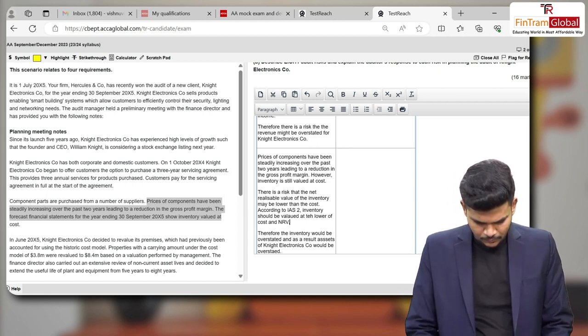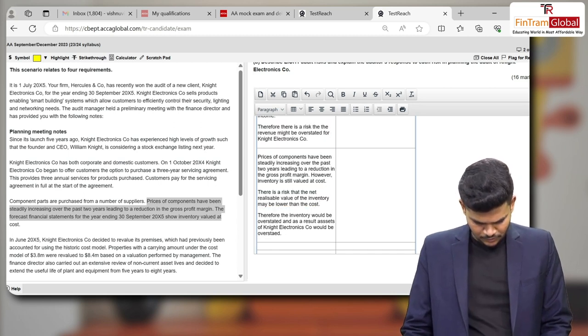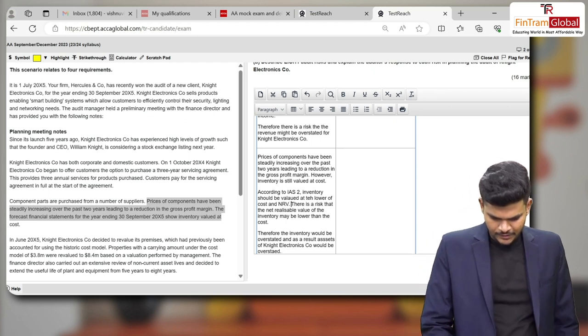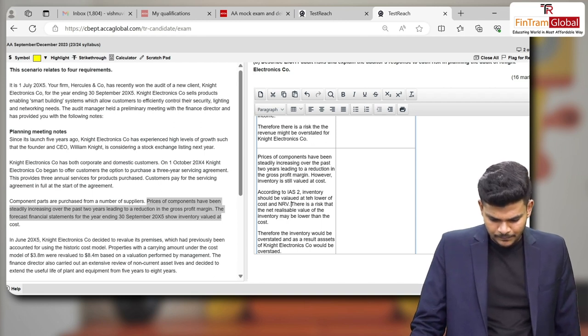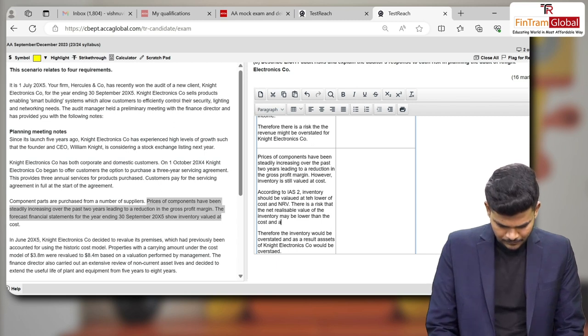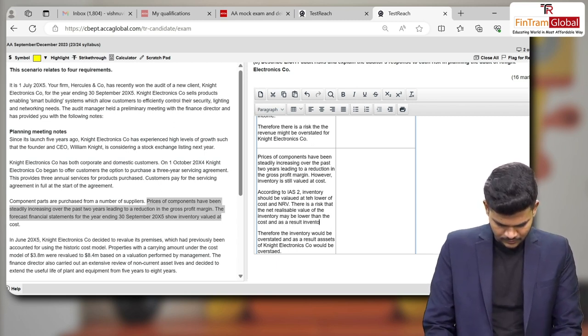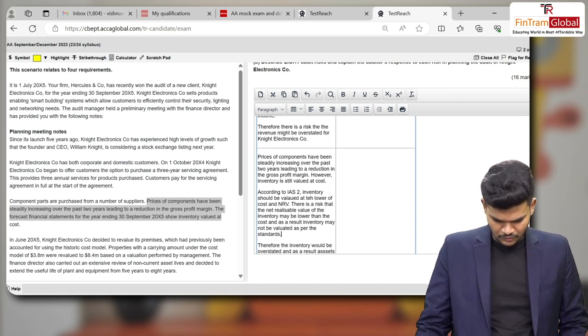And I believe I need to add one more line over here. You know what? I'll just realign this. Yeah, now it should be fine. According to this, this is the accounting principle. There's a risk that the net realizable value of the inventory may be lower than cost, and as a result, inventory may not be valued as per the standards, something like this. Yeah, now it makes more sense.